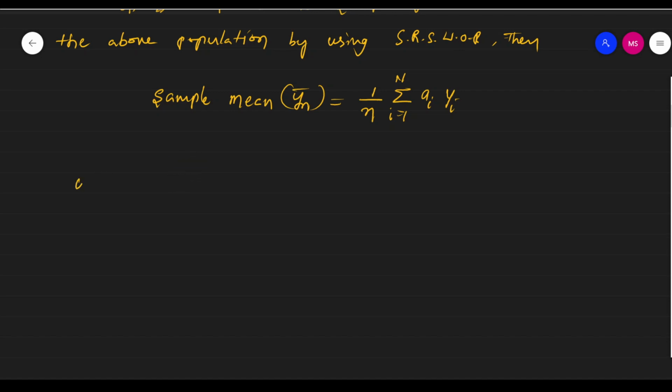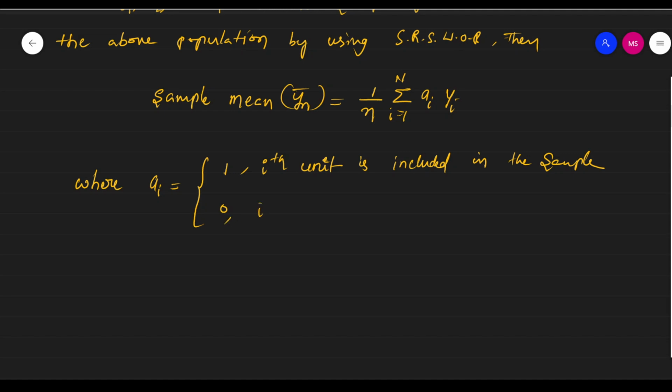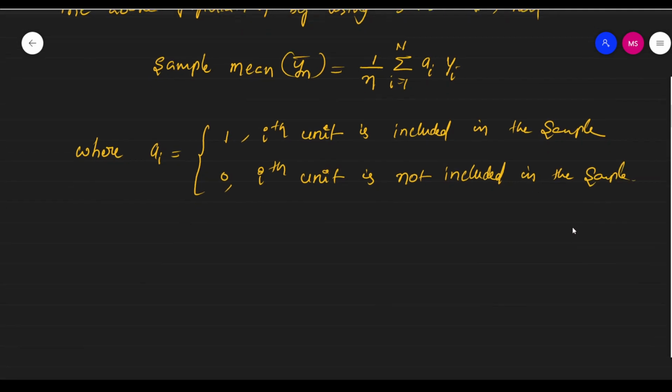So where ai is equal to, what is that? a takes two values, 1 and 0. It is 1 if the ith unit is included in the sample, and 0 if the ith unit is not included in the sample.